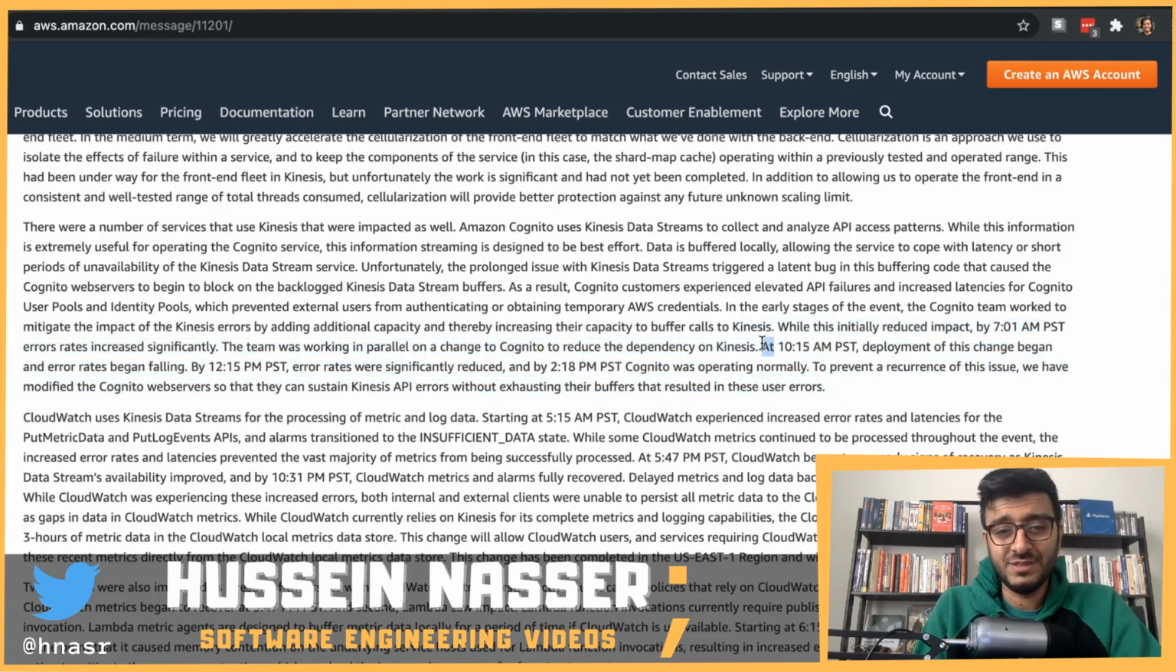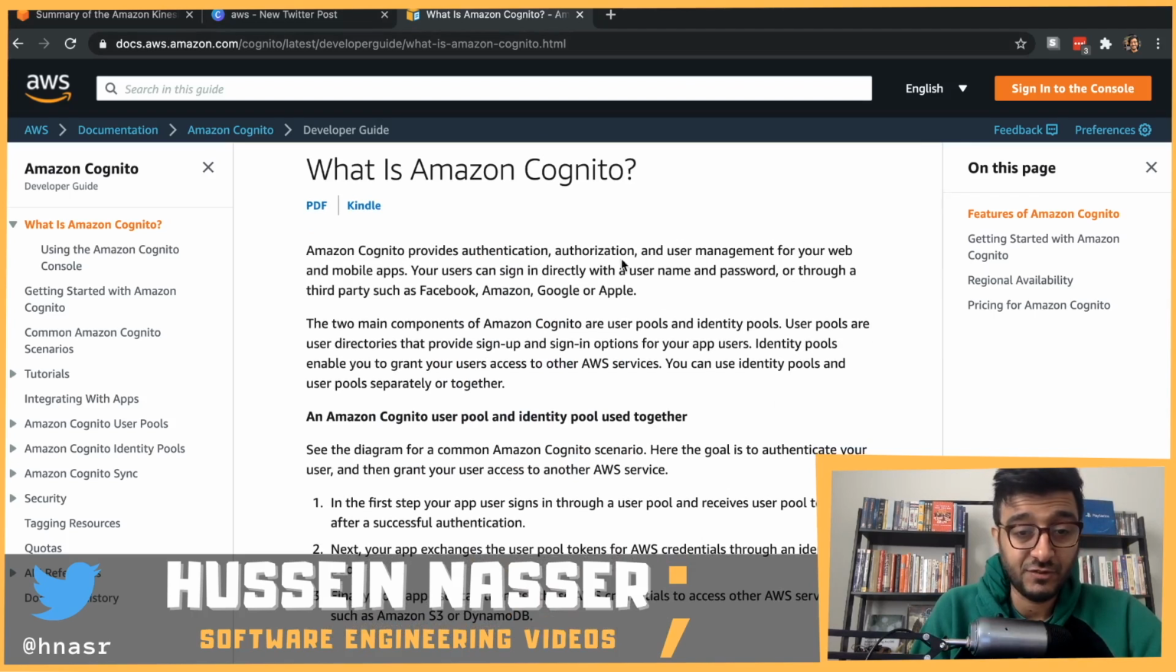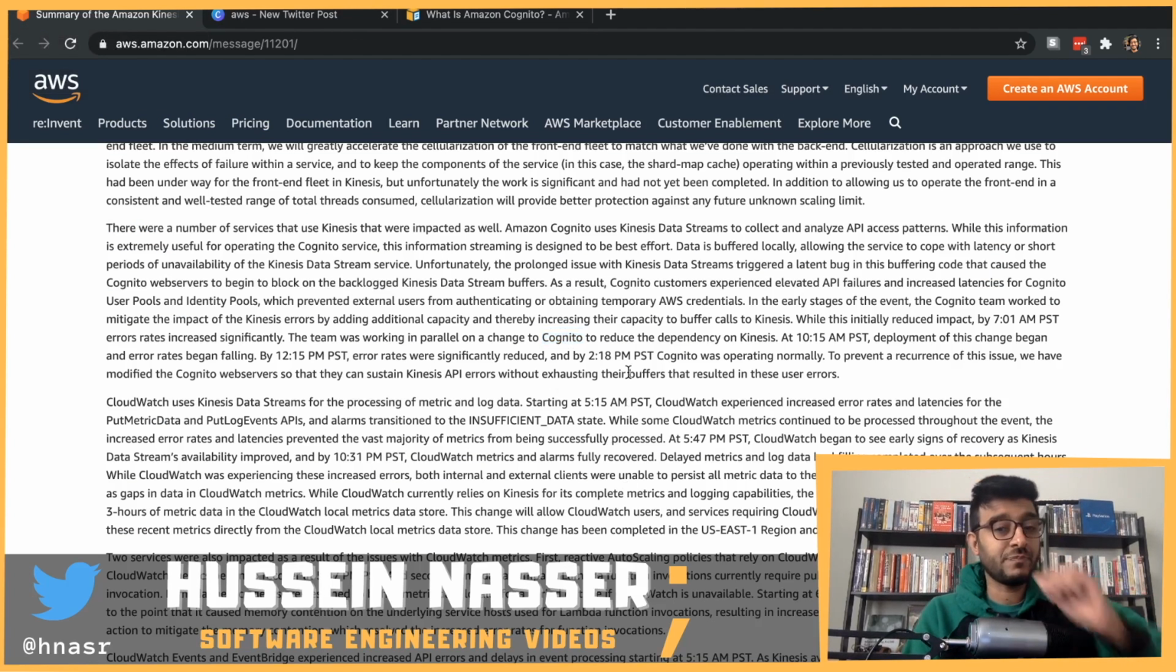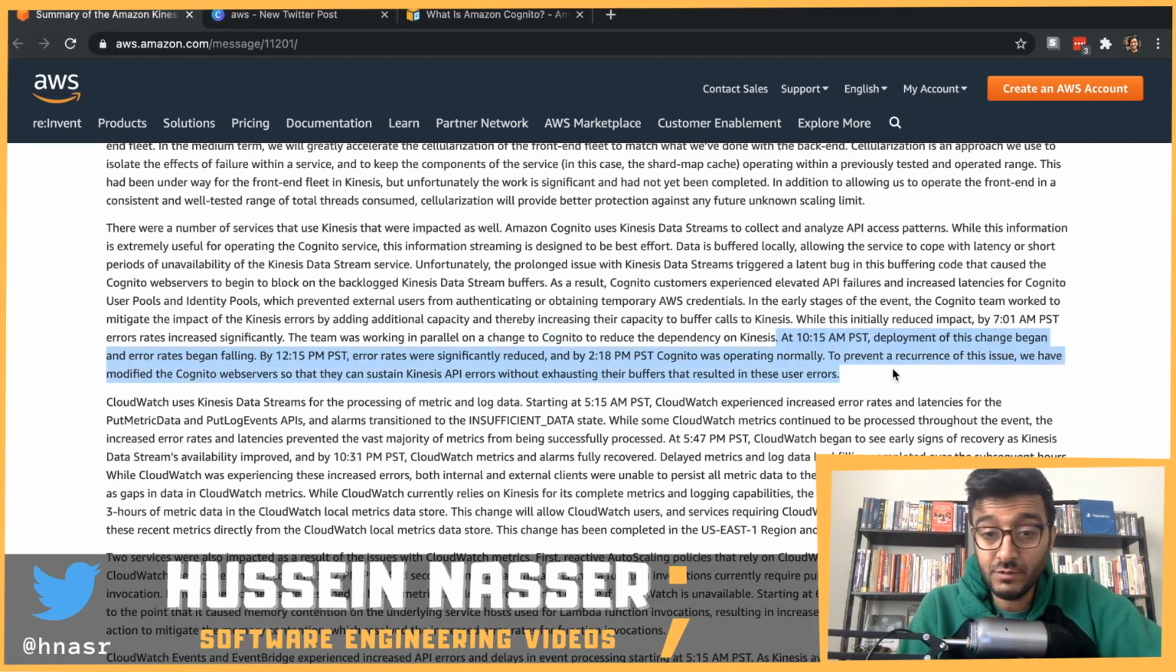That's what they should do. There should not be a dependency between Cognito and Kinesis, because what is Cognito? Let's search about that. Oh, so it's an identity system, essentially. You can log in with Facebook, Amazon, Google using Cognito, essentially. Okay. Let me know, guys, if I got that right. But yeah, that's what it is. To reduce dependency on Kinesis, they started working on that.